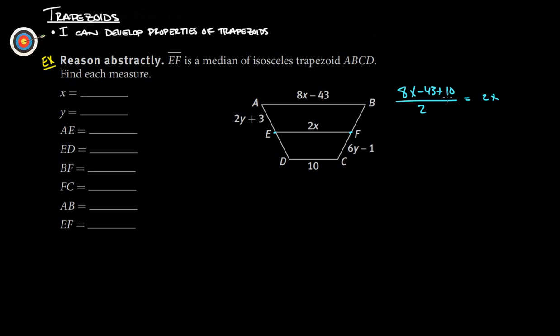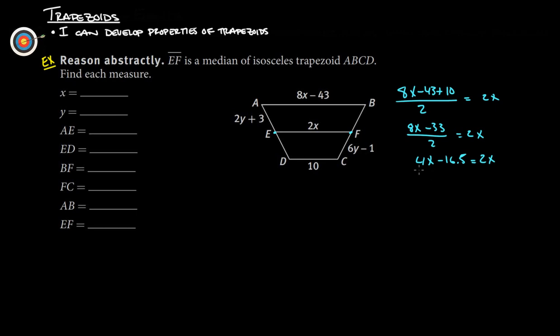Okay, so let's simplify this and see what we get. So 8x minus 43 plus 10, we get 8x, negative 43 plus 10 is going to be negative 33, all over 2 equals 2x, right? So 8x over 2 is 4x. Negative 33 divided by 2 is what? Minus 16 and a half. Equals 2x.